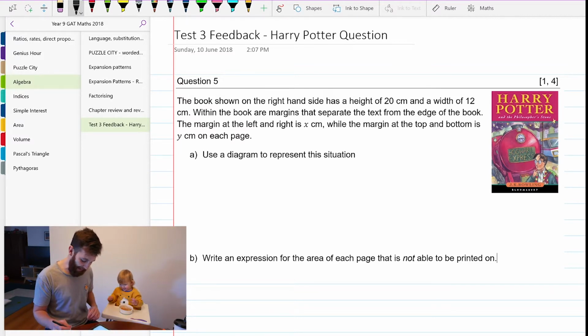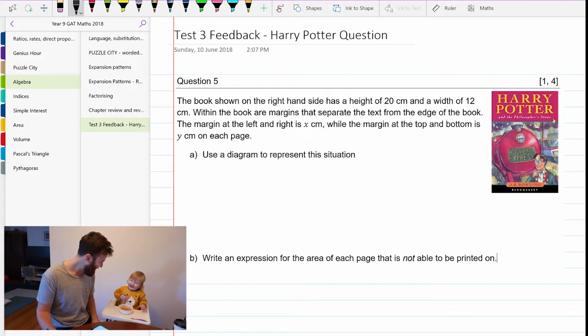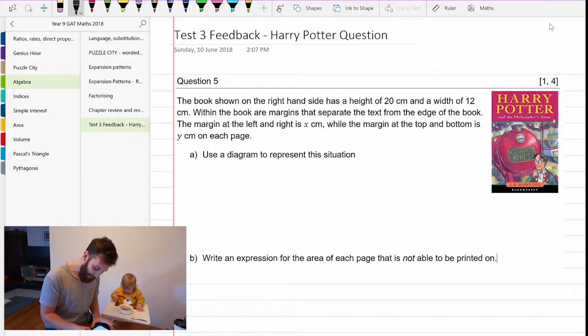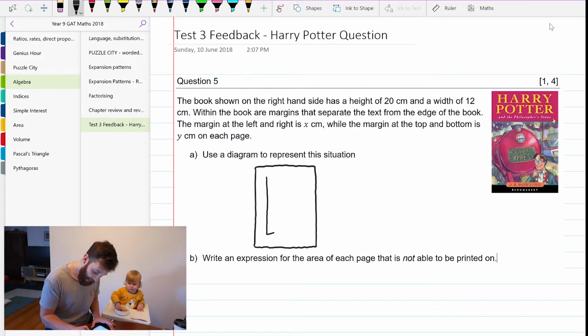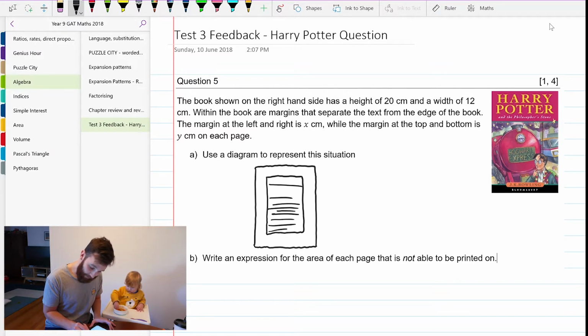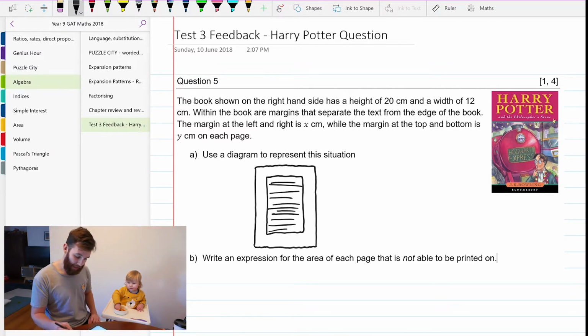It doesn't need to be an absolute work of art. So I'm just going to draw one of the pages as simply as possible. Like that. I'm going to represent the text with another box just down here, and I'm going to draw a few straight lines through it to show that that's where the text is.